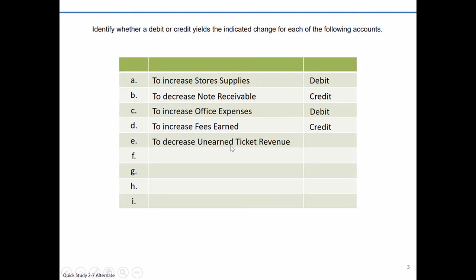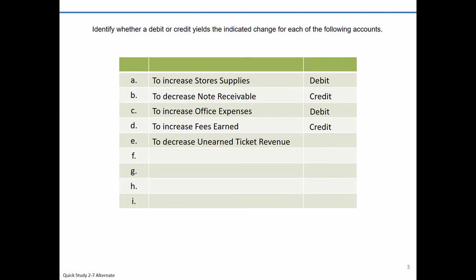Our next one is decreasing unearned ticket revenue. This one can throw you a little wrinkle. Remember how I said, a lot of revenues have the word revenue in them, so you might initially look at this and think, well, revenue. So this would follow the right-hand rules. But I want to caution you, whenever you add in the term unearned, it's going to change it from a revenue to a liability. So that's a big hint. Whenever you add the word unearned, it's changing it to a liability.